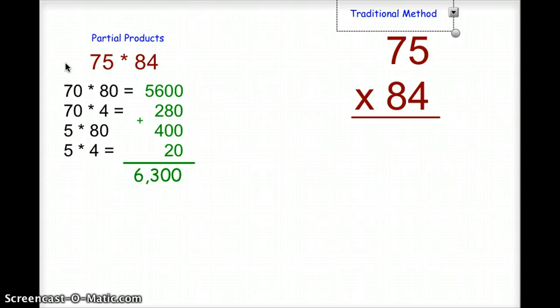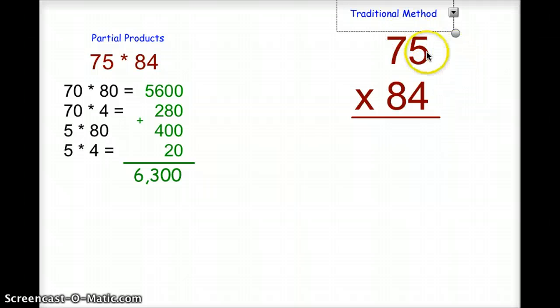We broke down both of those numbers, 75 and 84, into columns. So it would be 70 and 5 and 80 and 4. If you need a review of the partial products method, please go back and watch that video. Today we're moving ahead with the traditional method.